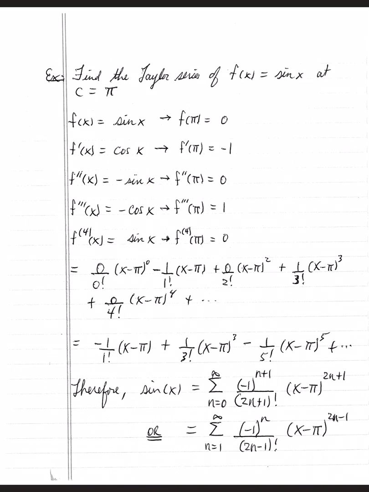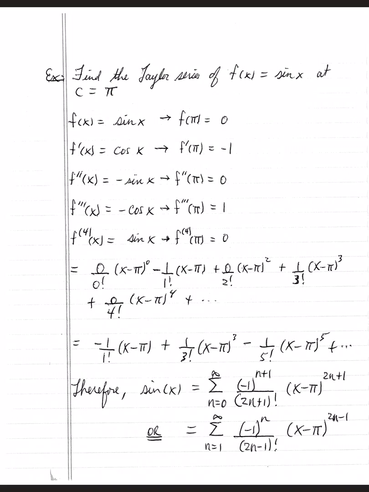negative sine of pi is 0. Negative cosine pi is negative 1, which makes a positive 1. And then finally, we're back to sine x. That's the fourth derivative at pi. That's 0. These values in order, we have 0 over 0 factorial times x minus pi.